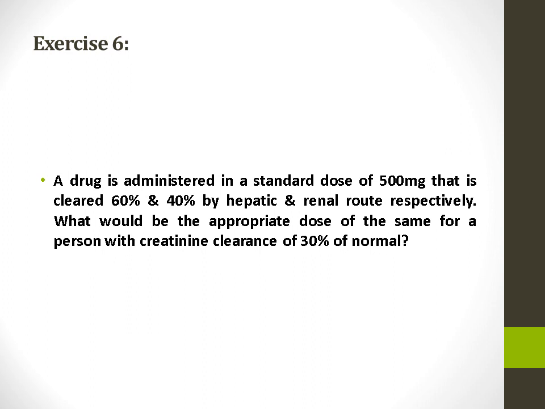Moving on. A drug is administered in a standard dose of 500 mg that is cleared 60% and 40% by hepatic and renal route respectively. What would be the appropriate dose of the same for a person with creatinine clearance of 30% of normal? 500 mg is given, 60% is cleared hepatically, 40% is cleared renally, and for this person, the new patient, the renal clearance is only 30% of the normal.